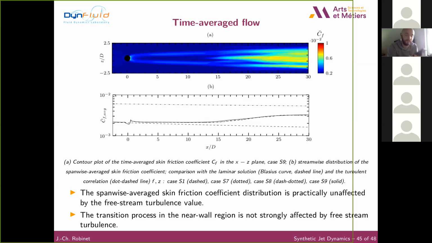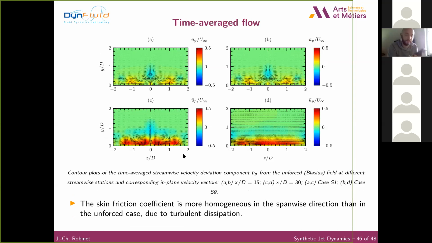And the spanwise average skin friction coefficient distribution is practically unaffected by the free stream turbulence value. For each value that I use, 1%, 2%, or 4%, in fact, we obtain exactly the same evolution, but the transition process in the near wall region is not strongly affected by the free stream turbulence. Only the streaks are affected, and the vortex structure related to the streaks. One consequence of the free stream turbulence is that skin friction is more homogeneous in the streamwise direction.